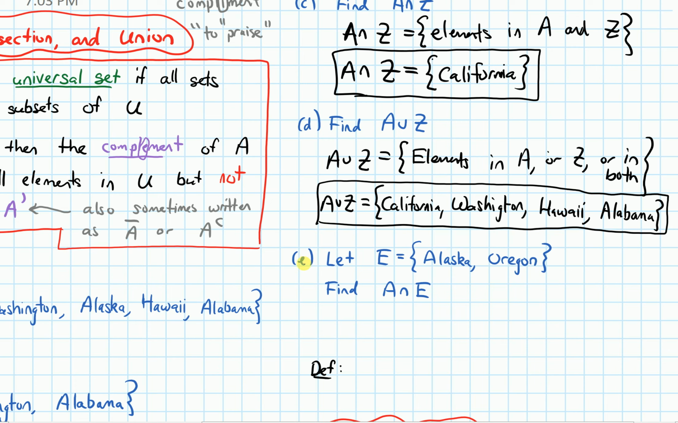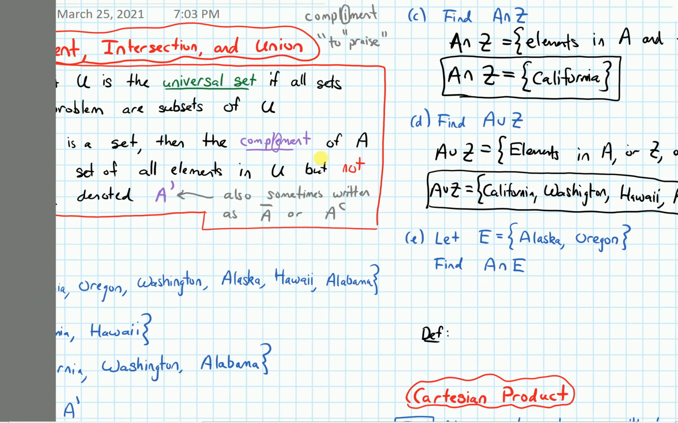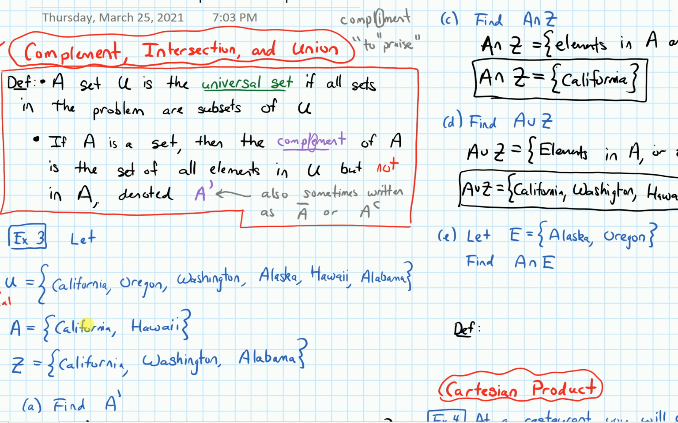Okay, part E asks, well, let E be the set Alaska and Oregon. It has both of those. Find A intersected with E. So let's zoom it out. What was in A? A had California and Hawaii. And E has Alaska and Oregon. So the intersection is the stuff that's in both. A intersection E. But what's in both of them? Well, nothing's in both of them. So their intersection has nothing in it. So we would say it's the empty set.